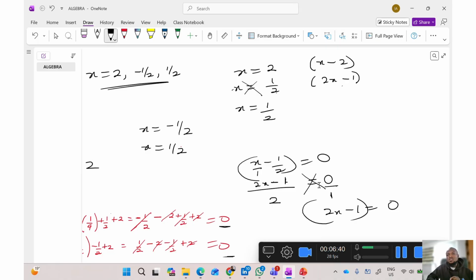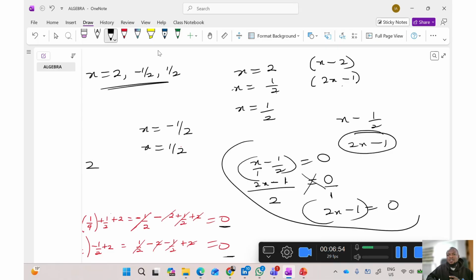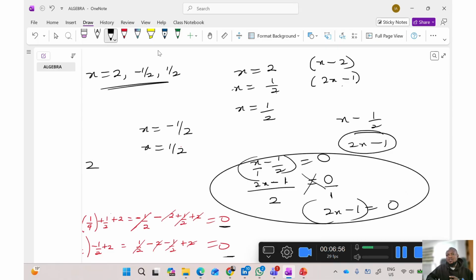So 2x, why is it 2x minus 1? Because, oh, sorry, do we compare from here? To prevent confusion, just write x minus half, okay? Then cross multiply, this becomes 2x minus 1. This is just a short method, but this is actually the step. Do you understand?